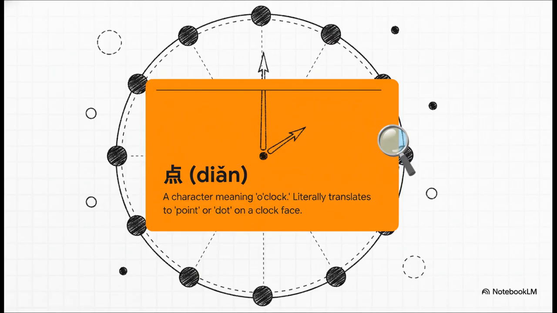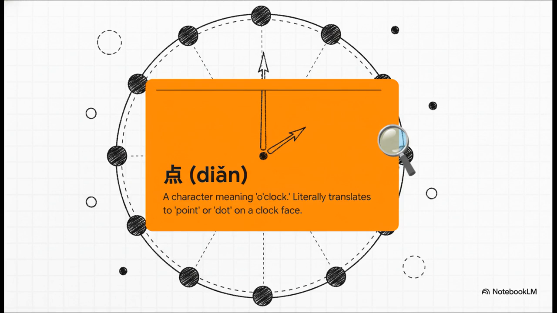Well, we translate it as a clock, but its literal meaning is so much more intuitive. It means point or dot. And I want you to actually picture an old-school analog clock. Each number, 1, 2, 3, is a specific point on that circle. So when you say the hour in Mandarin, you're literally referring to that precise point in time.